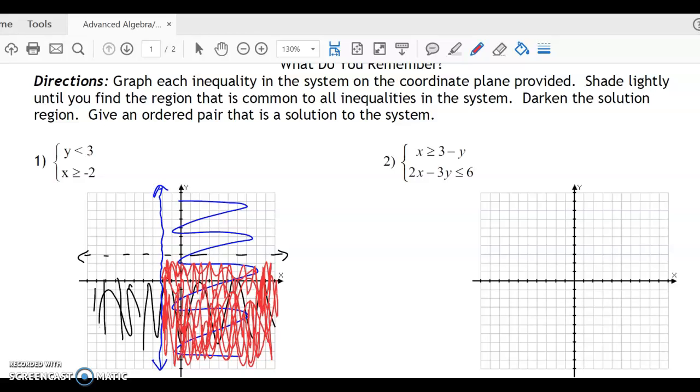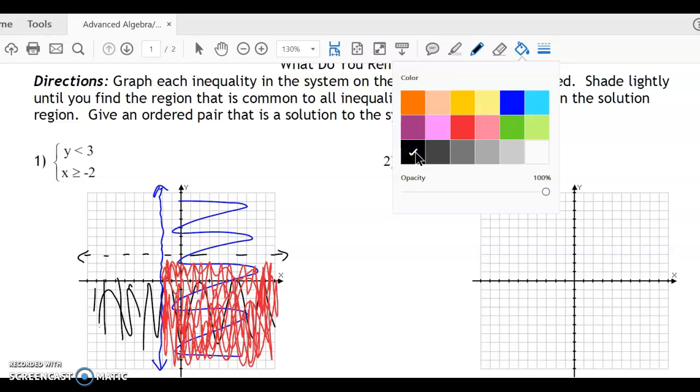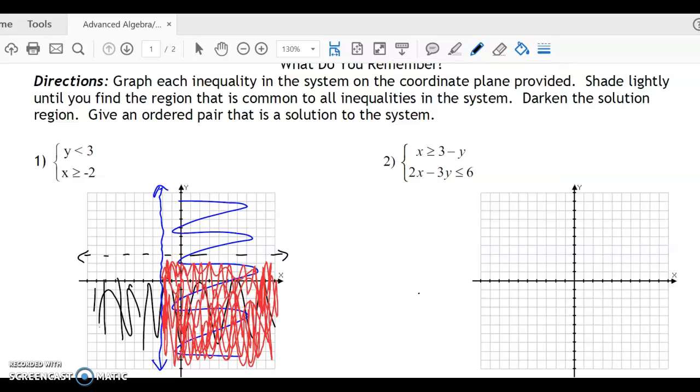Okay, let's look at number 2. I'm going to show you a tip that my teacher showed me for when you have one color. So we'll work in black. In number 2, the first thing we have to do is graph x is greater than or equal to 3 minus y. My suggestion is that you solve this for y, because your inequality sign is going to be a little bit different. Remember, when we divide by a negative, we have to switch the sign.